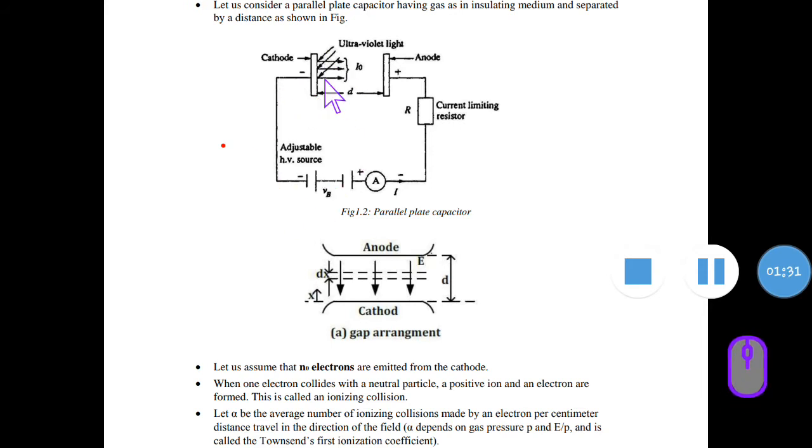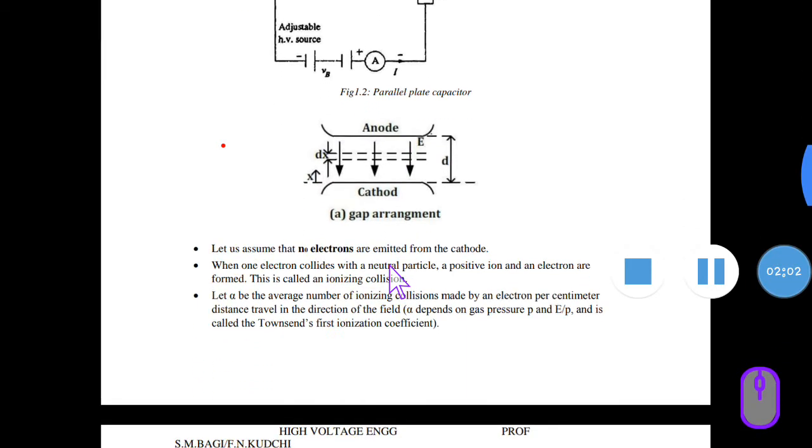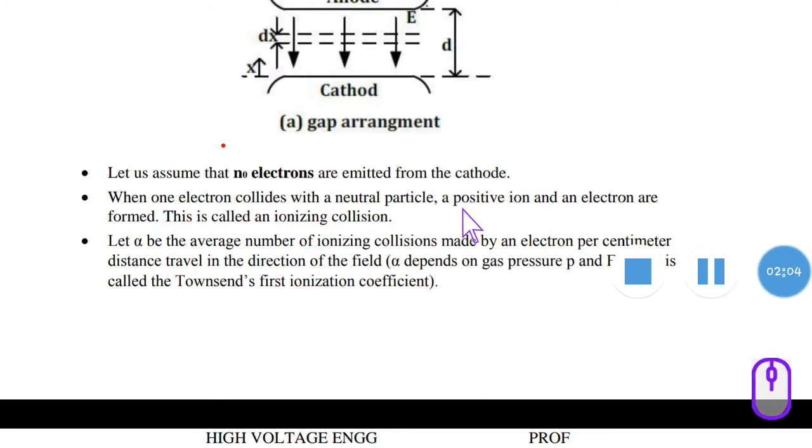When voltage is applied to the cathode, electrons combine with the neutral molecules present. One electron collides with a neutral particle, and a positive ion and electrons are formed again. This process is nothing but ionization by collision. Alpha is the average number of ionizing collisions made by an electron per centimeter. Here d is the distance between cathode and anode, and x is a particular point in between the anode and cathode.